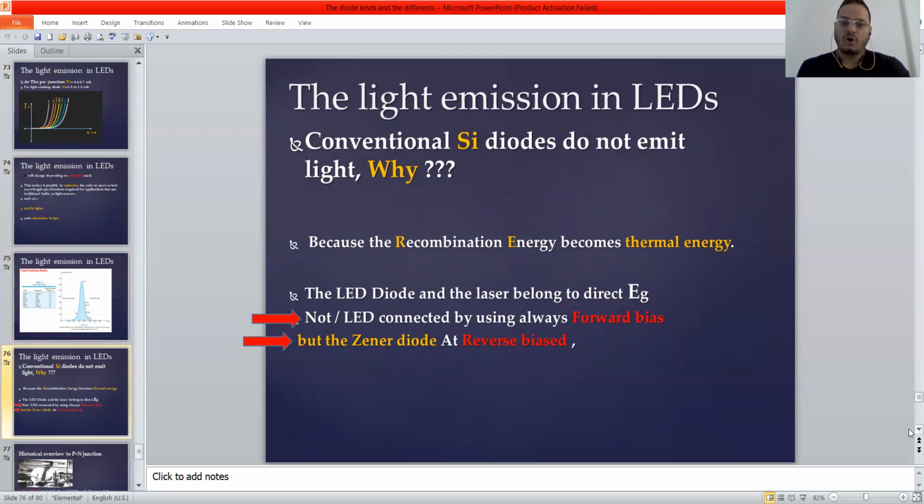A conventional silicon diode doesn't emit light. Why? Because a conventional silicon diode is created by thermal equilibrium. That means when the electron comes back to another point in the valence band, it will emit heat instead of light, because the recombination energy becomes thermal energy. The LED diode and the laser diode, like I said before, belong to direct band gap.